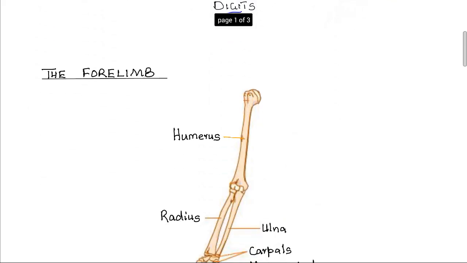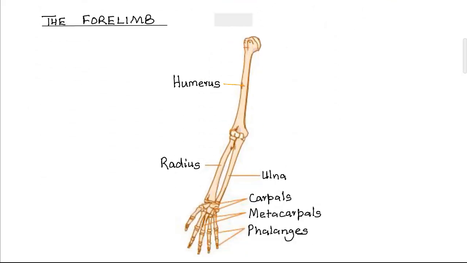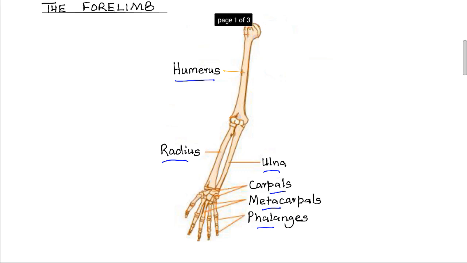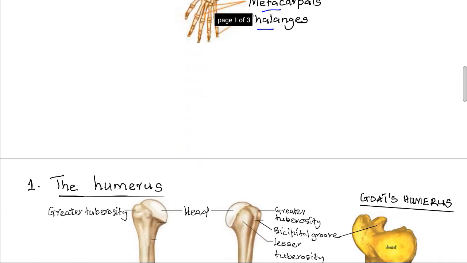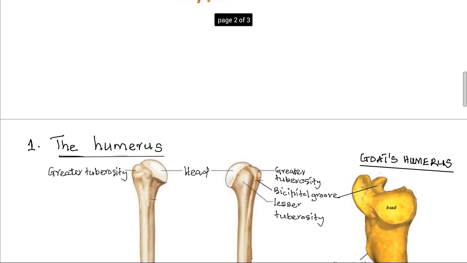The bones that make up the forelimbs are the humerus, radius and ulna, carpals, metacarpals, and the phalanges. We look at each of these bones in turn, starting with the humerus. The humerus is the upper or most proximal bone.